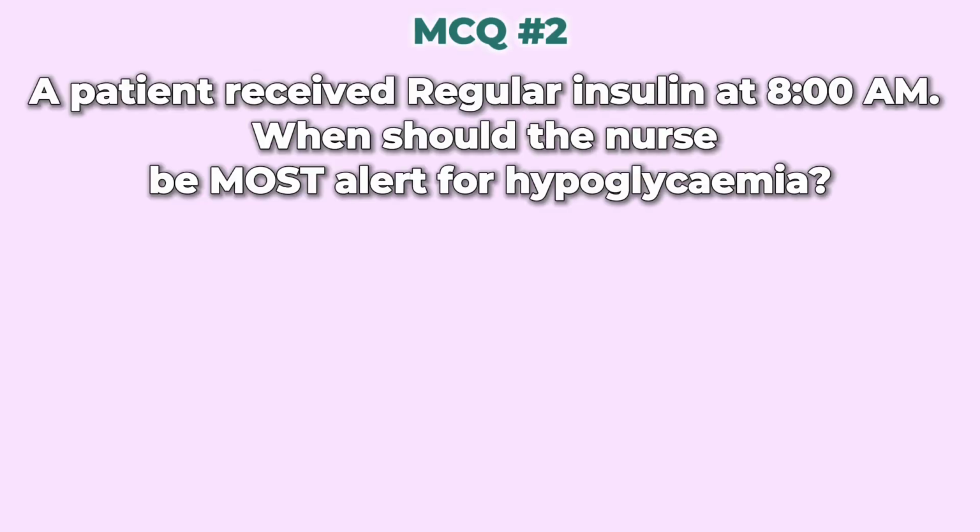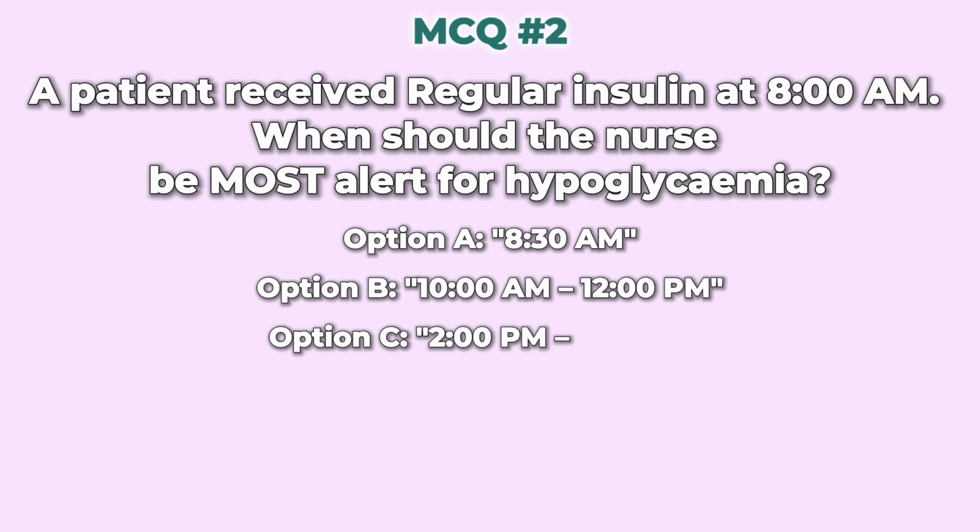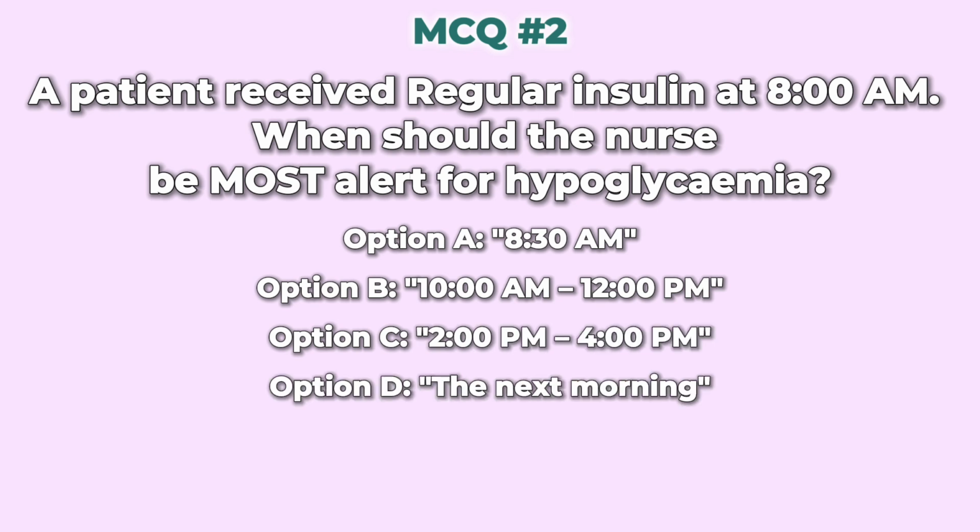Question 2. A patient received regular insulin at 8 a.m. At what time should the nurse be most alert for signs of hypoglycemia? A. 8:30 a.m. B. 10 a.m. to 12 p.m. C. 2 p.m. to 4 p.m. D. The next morning. Pause and answer.